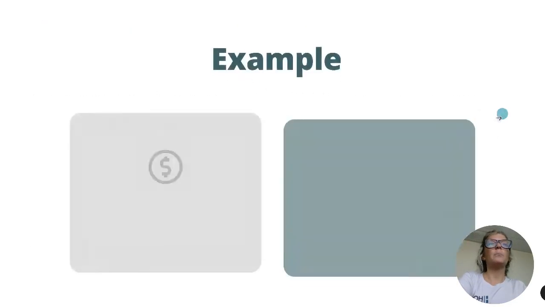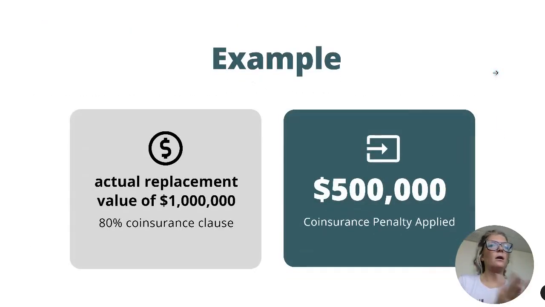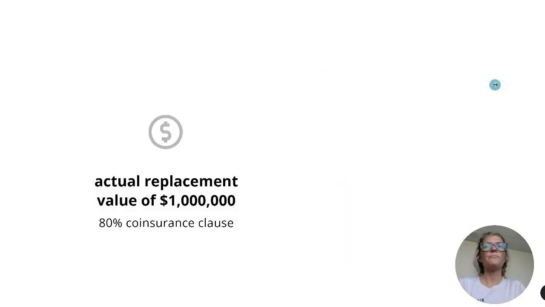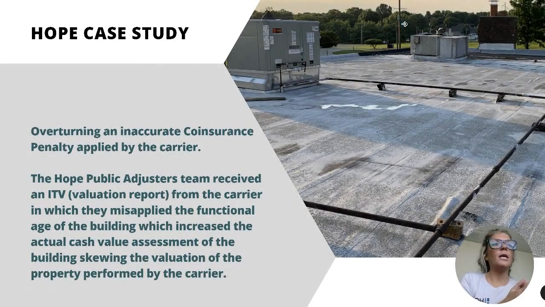Looking at an example to put this in number form, let's say a commercial property had an actual replacement value of $1 million, and within their policy they had an 80% coinsurance clause listed. This means that 80% of that $1 million valuation needs to be insured in order not to get hit with that clause. Let's say, for example, that only $500,000 was insured on the property. Obviously, this isn't 80% of the value, so a coinsurance penalty would be applied in the event of a loss to this specific property.